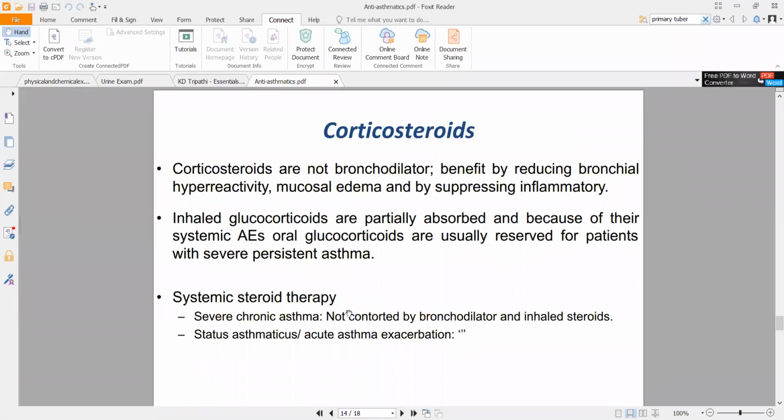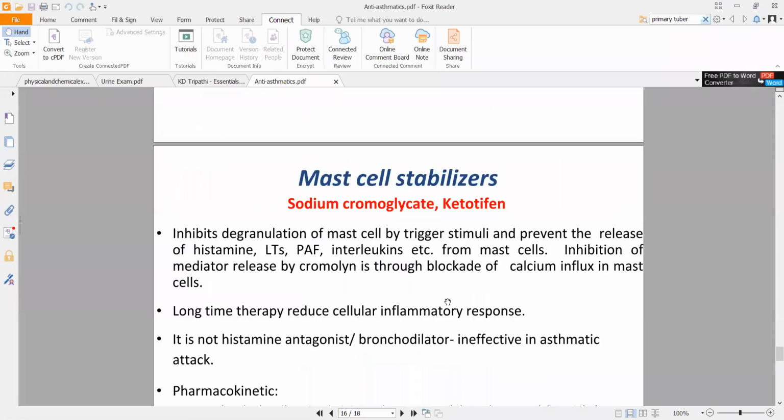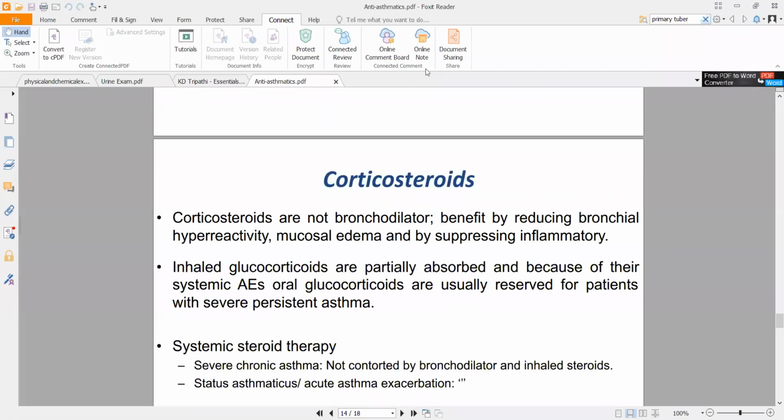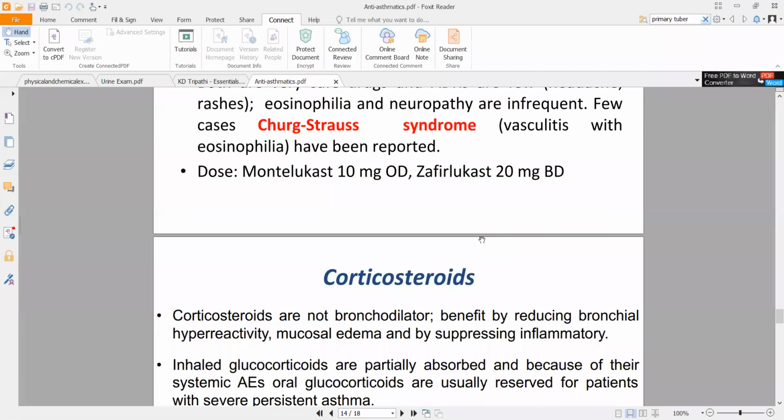We'll continue with corticosteroids tomorrow. We have a little bit of corticosteroids, about four more slides, and it'll be done. But we have about 1 minute left. Do you guys have any doubts? Whatever was taught today, if you want me to repeat any particular part, or if you had any particular doubt in one particular part.